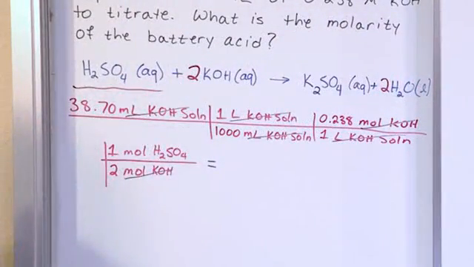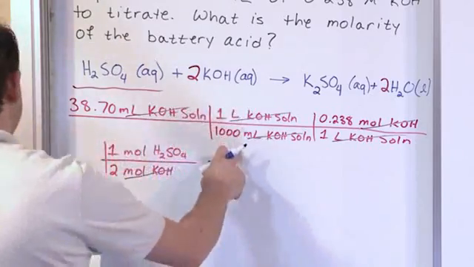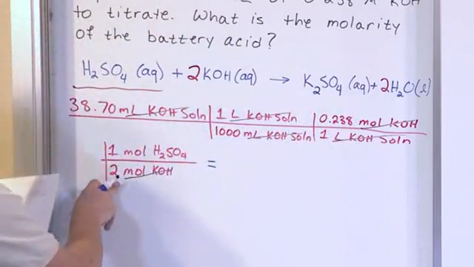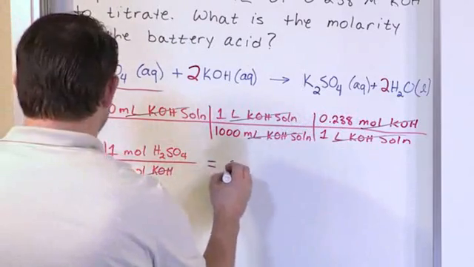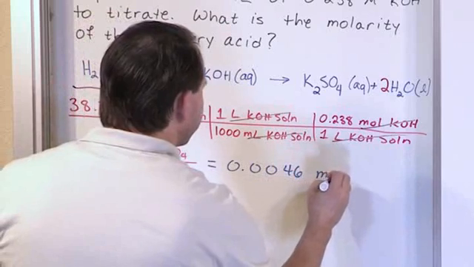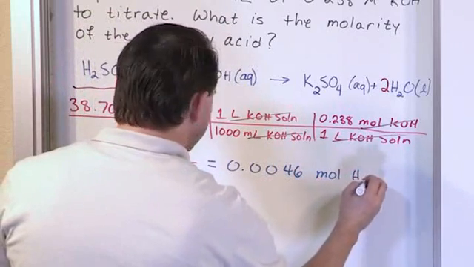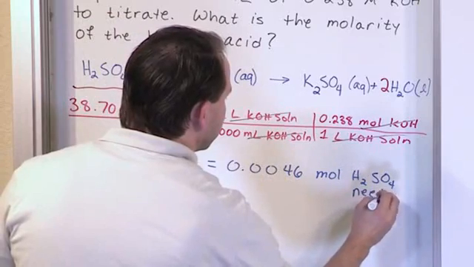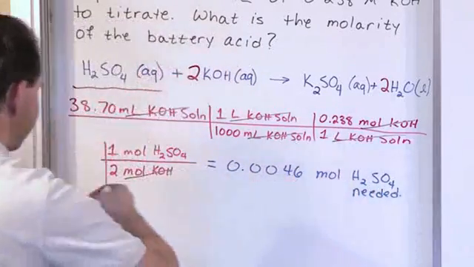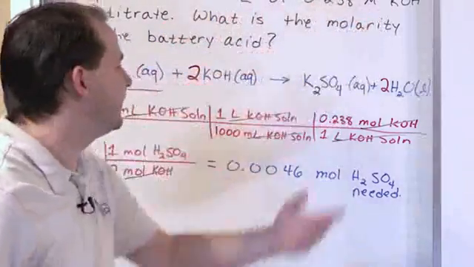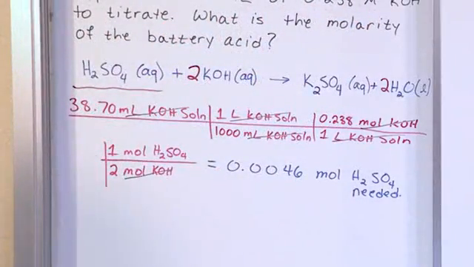If you take 38.7 times 1 divided by 1,000 times 0.238 divided by 1 times 1 divided by 2, then what you're going to get is 0.0046 moles of H2SO4 needed. And what I mean by needed is I'm just saying that's how much is required to fully react and titrate with this much base. That's how much of that acid is needed. Okay, so this is an important result.